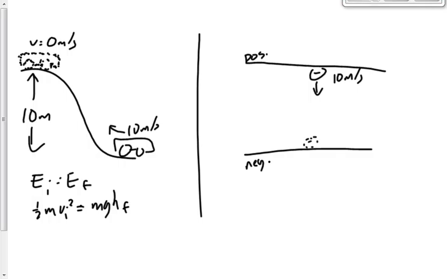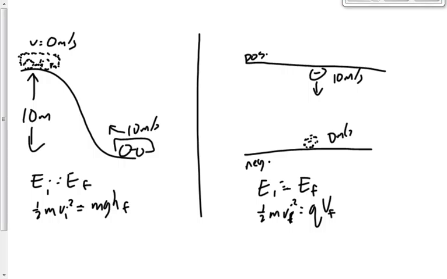Let's assume that it does make it to the negative plate, but that it barely makes it to the negative plate. So when it reaches that negative plate, it's moving at 0 meters per second. It stops when it reaches that negative plate. What kind of energy would you say this charge has in the beginning? Kinetic, because it's moving. What kind would it have at the end of the problem? Potential, but it's not MGH potential, it's QV potential, right?